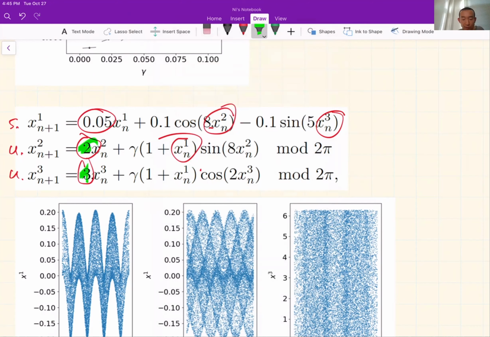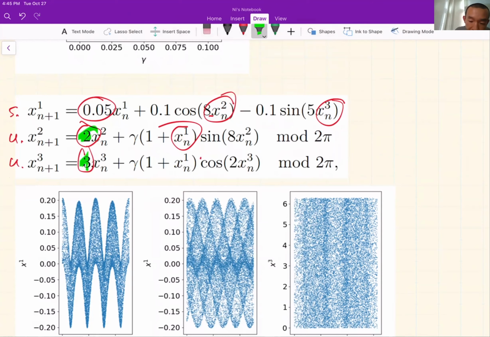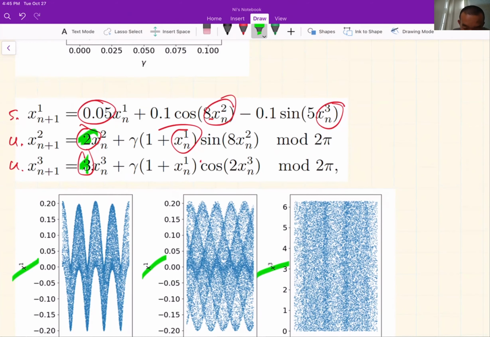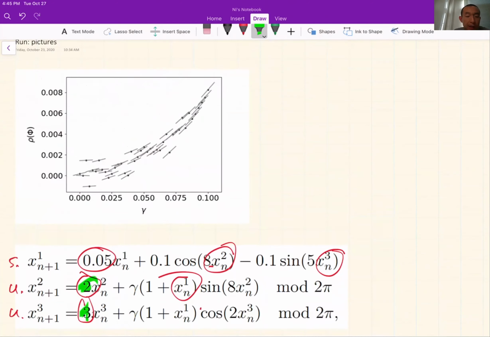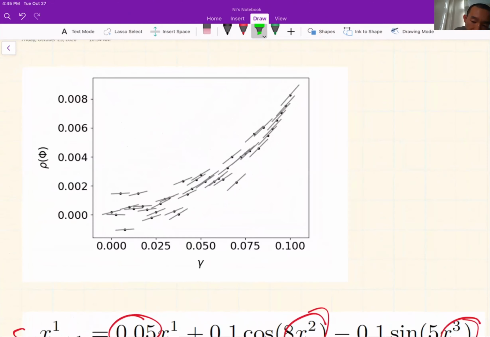Nevertheless, these 3 pictures on the bottom are the empirical distribution of one trajectory of finite length. And you can see that this attractor is actually pretty fractal. So the problem is actually pretty difficult. Nevertheless, the linear response algorithm is capable of giving you the correct result efficiently.